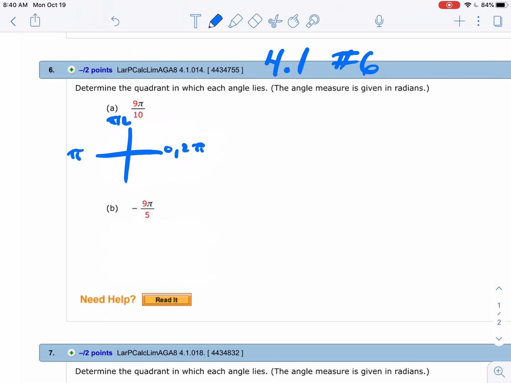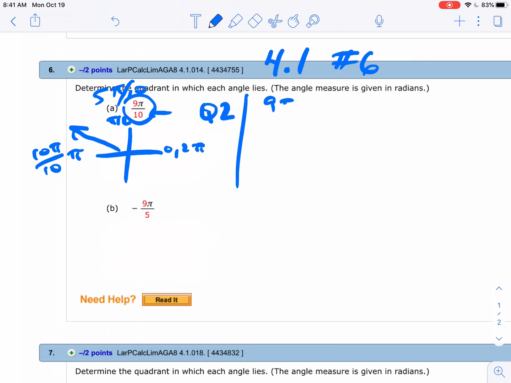And then when you look at this one, it has a denominator of 10, so 5 pi over 10 would be the same as half, and 10 pi over 10 is the same as pi. And so I know that 9 over 10 pi is in quadrant 2.